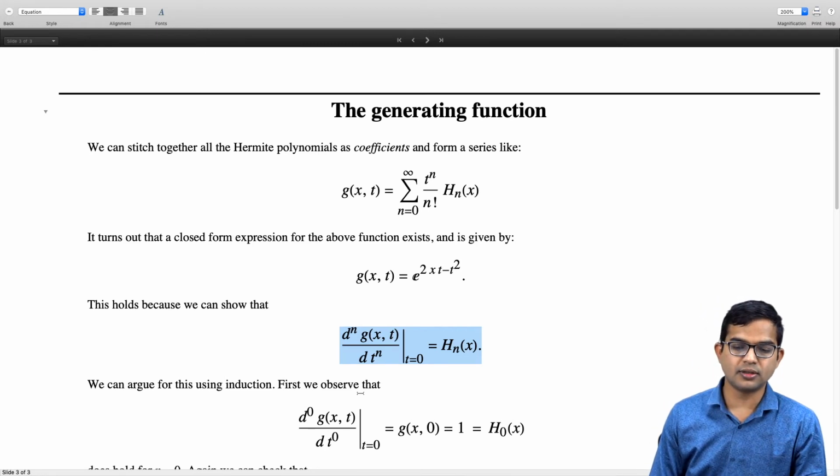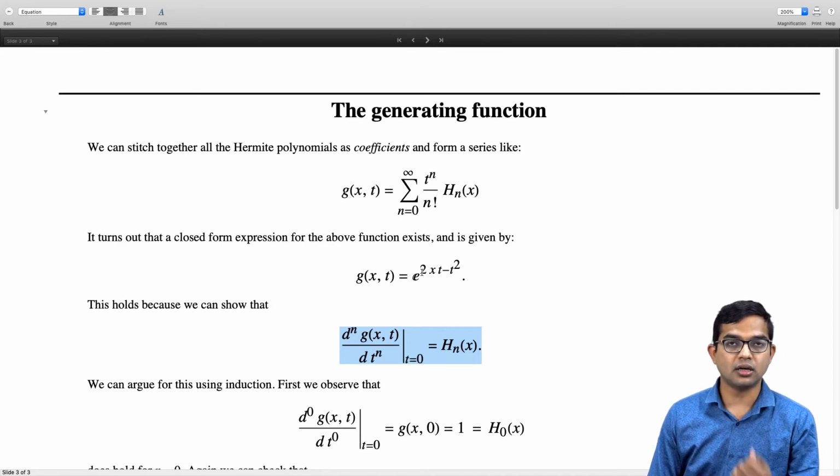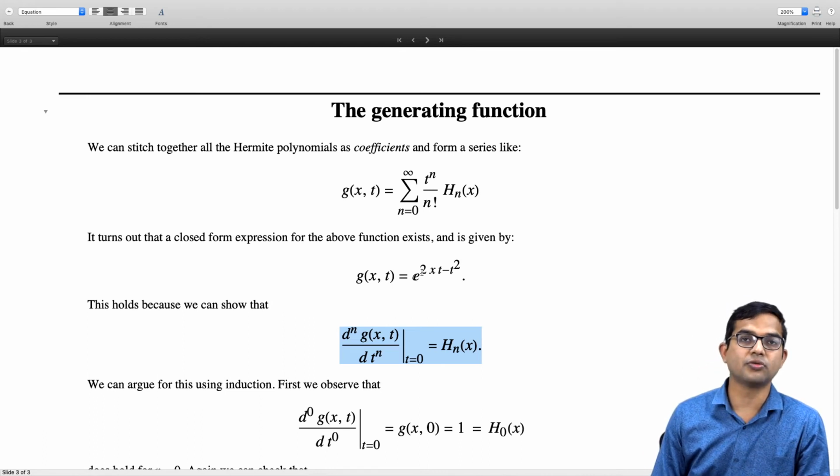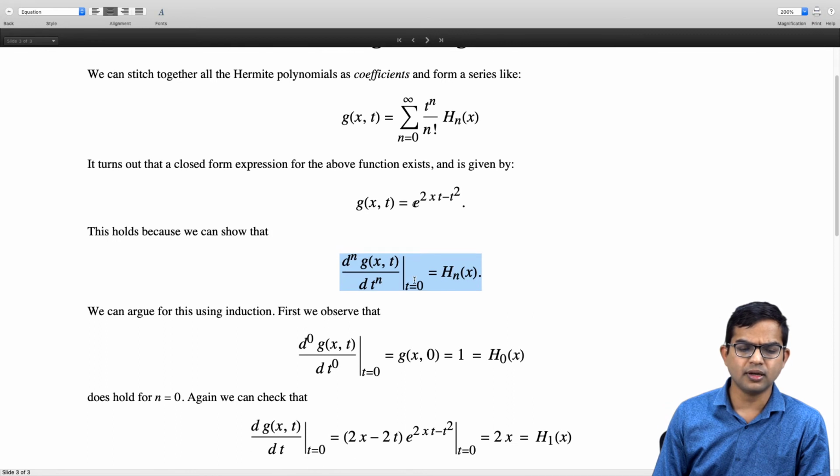First we observe that this is true for n equal to 0. If you don't take a derivative but simply put t equal to 0, you get 1, which is definitely the first member of the Hermite polynomial sequence. H0 of x is indeed 1. We can also verify for the first derivative. If you take dg by dt and put t equal to 0, you get H1 of x, because dg by dt is nothing but 2x minus 2t times e to the 2xt minus t squared. Now if you put t equal to 0, you simply get 2x, which is indeed the next member of the Hermite polynomials.